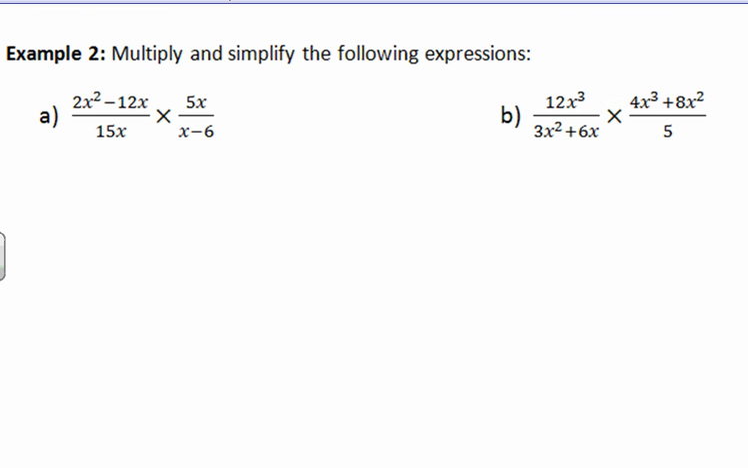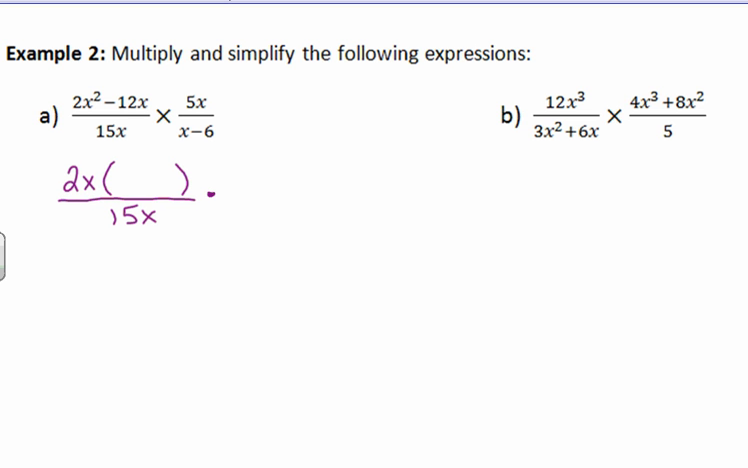Okay, let's mix it up. So those were both monomials divided by monomials. Let's throw in some binomials to the mix. So what was that first step? Factor. What can we factor here? The numerator here, we can divide both of those. Andrew says by 2x.